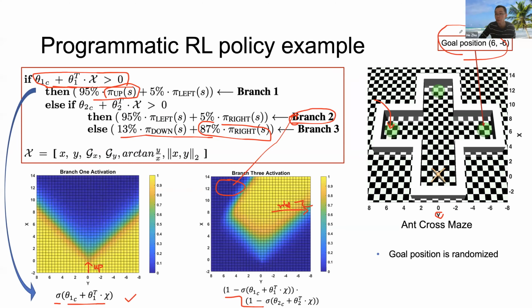So if the goal is fixed to 6 minus 6, then we have the branch activation. And if you switch to a different goal, the branch activation would also change. For example, if the goal is to be here, you would find that the activation graph for branch 1 is like this. Everything here is in yellow, so we would almost just use type up to go up to get the goal on the top.